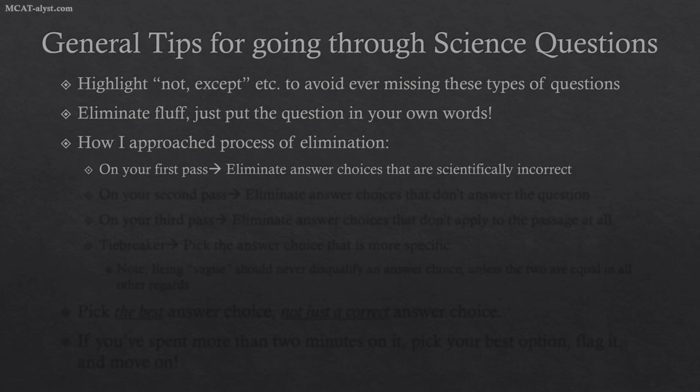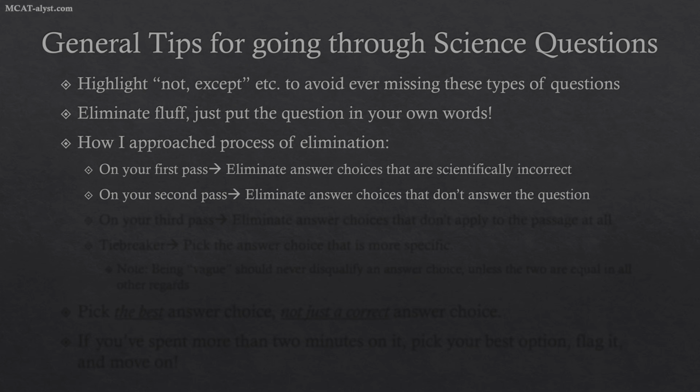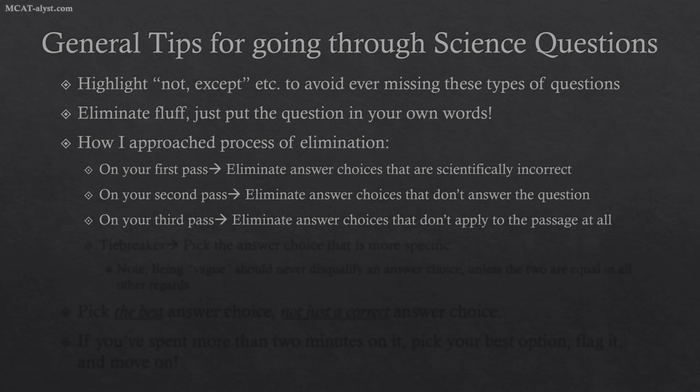So once you've done that, now you're actually going to be trying to answer the question. On your second pass, I highly recommend trying to then eliminate answer choices that don't really answer the question. Your job is not only to pick a scientifically correct answer choice, but also pick one that's actually answering the question at hand. On your third pass, if there are multiple answer choices left, you want to eliminate the answer choice that doesn't apply to the passage at all.